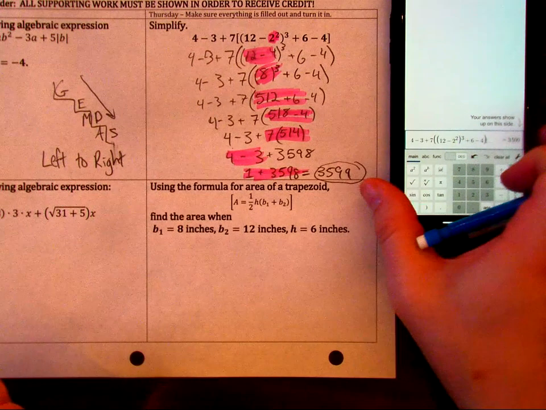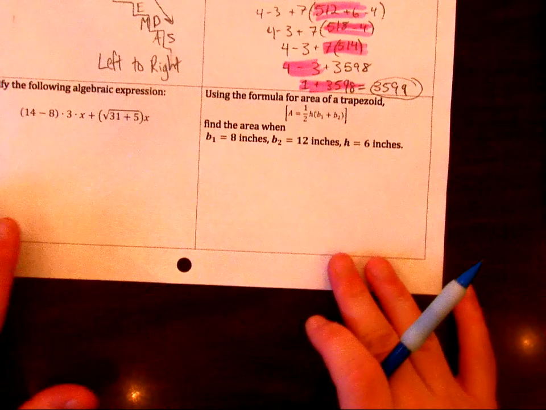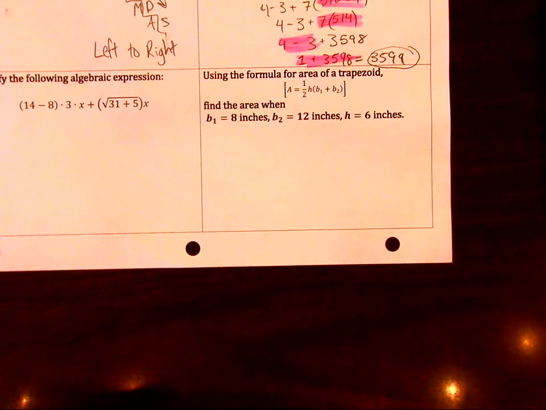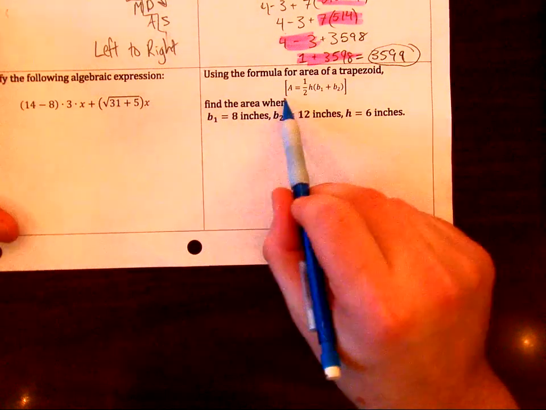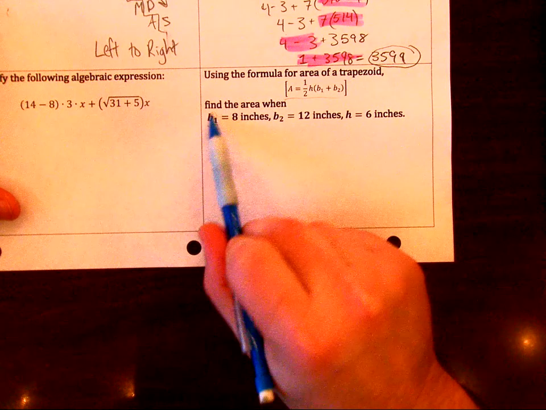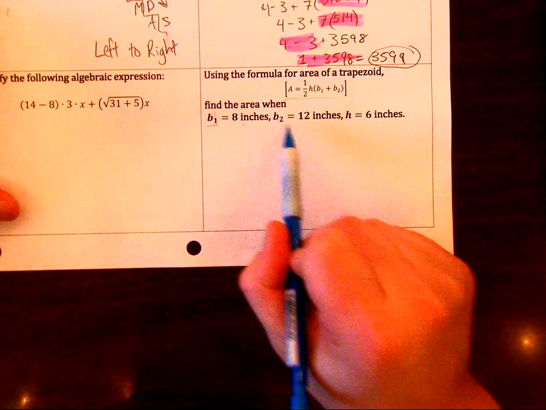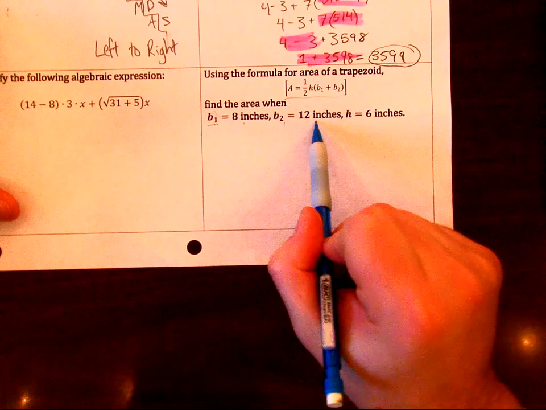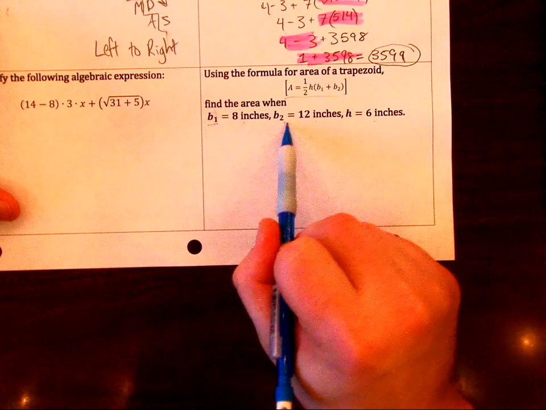So let's move on to the last one, and that way we can turn it in. So it says, use the formula for the area of a trapezoid. And it has it given there. And it says find the area when your first base, again, these are just variables, is 8 inches, your second base is 12 inches, and then your height is 6 inches. Again, these are not powers, these are just labels.